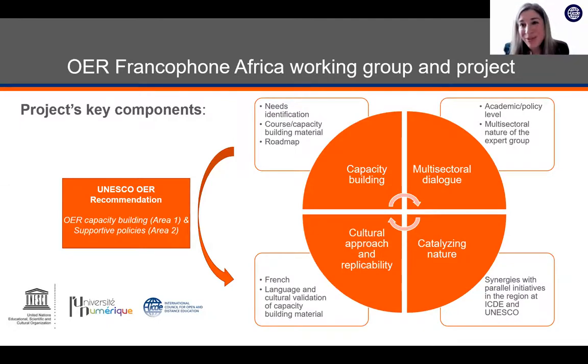We felt the need to expand to more countries and then included Burkina Faso, Benin, Burundi, Gabon, and Ivory Coast in the scope. The objective of the project was to connect, at the national and international level, stakeholders at the ministerial and education leadership level so that they could agree on priorities in the region to implement the UNESCO recommendation. And we were focusing on the first two areas of the recommendation, which are capacity building and supportive policies. With the project, we realized, also in discussion with UNESCO within the expert group, that there was the possibility of including other parallel initiatives to collaborate and to harmonize.